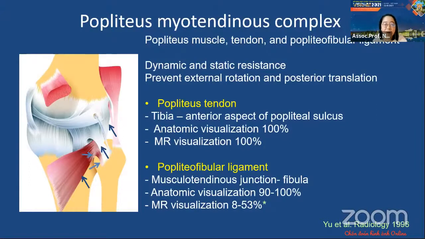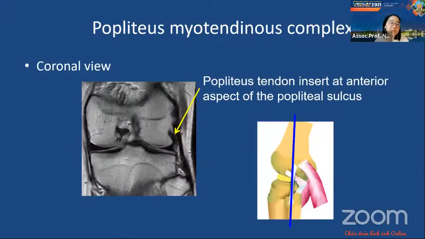Why you can trace the popliteofibular ligament from the myotendinous junction and then go to the fibula. And this is how we trace it. First of all, look at the coronal view. You can see the popliteus tendon inserting at the lateral aspect of the femoral condyle, where you can find the bone curve and deep down at the popliteal sulcus.